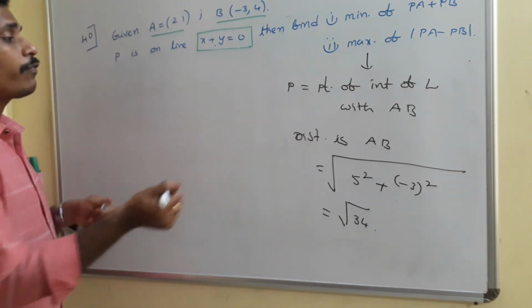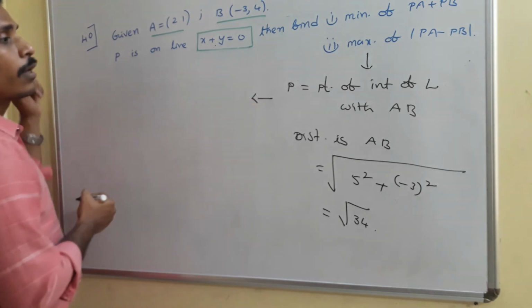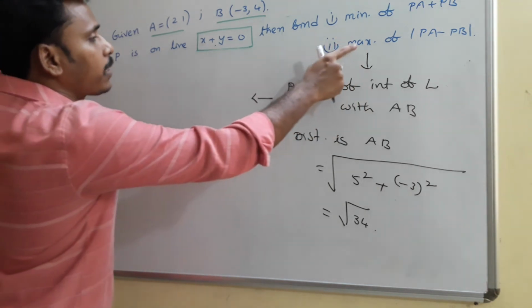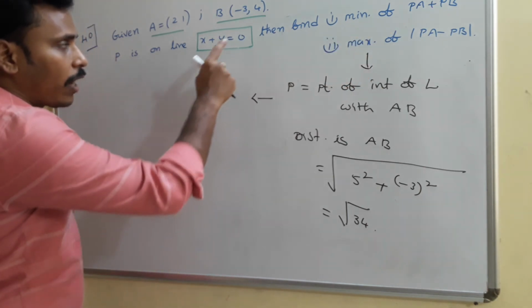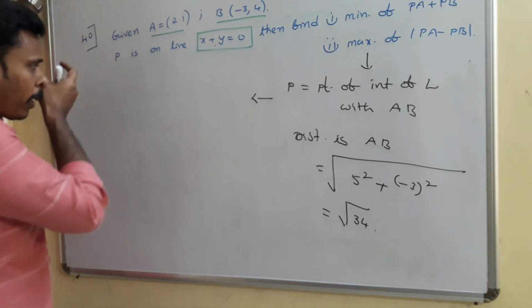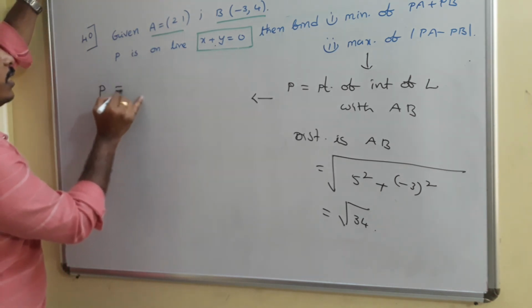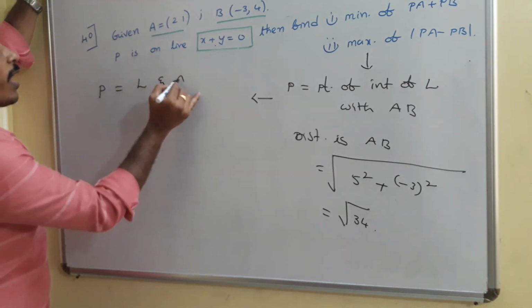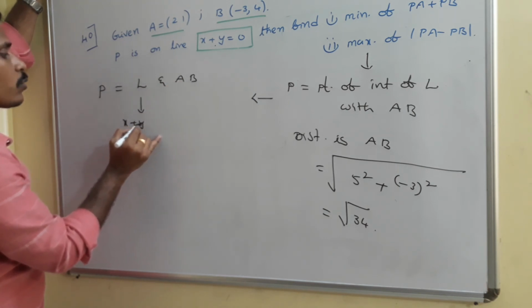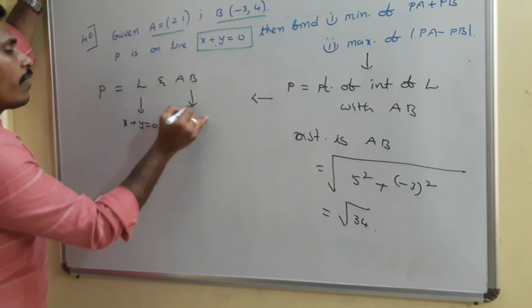So if you search for P, try to solve L and AB. Actually the question is about finding the maximum distance of PA minus PB. The question is not asking you to find P. But if you wish to find P, how can we do it? P here is the point of intersection of the line with AB. Already I have the line as x plus y is equal to 0. I don't have AB here.